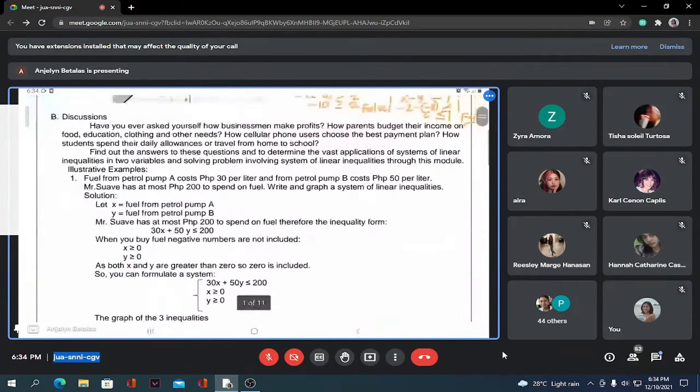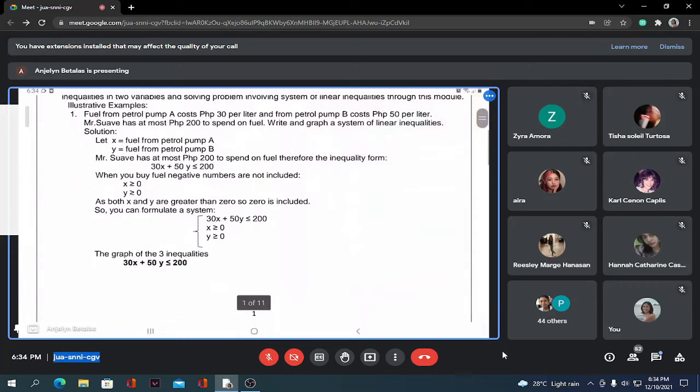Nothing. Okay. Now let's go on to problem solving involving system of linear inequalities. So there is a main topic. Example number 1: fuel from petrol pump A costs 30 pesos per liter, and from petrol pump B costs 50 pesos per liter. Mr. Suabe has at most 200 pesos to spend on fuel. Write and graph a system of linear inequalities.